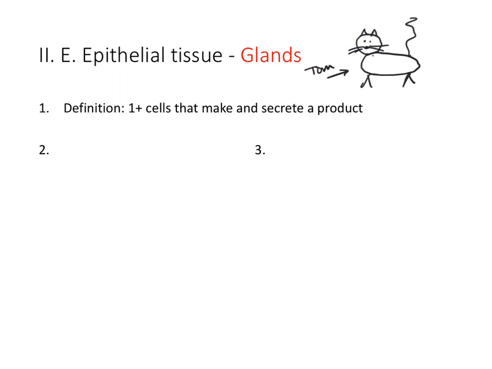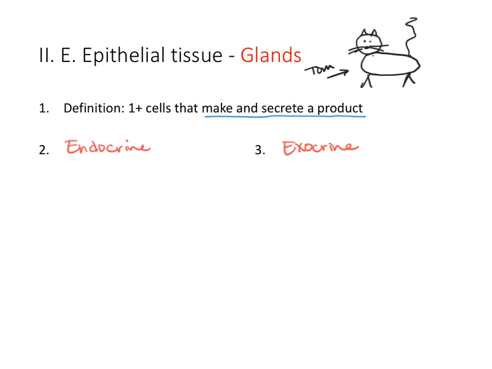So the last kind of epithelium thing that we want to talk about are the glands. And so glands are going to be one or more cells. So sometimes they're only a single cell. Sometimes there's a bunch of cells that work together, and they are going to make and secrete some kind of product. So it turns out glands come in two different flavors. We're going to have glands that we call endocrine glands, and then we're going to have glands that we call exocrine. So endocrine and exocrine are our two types.